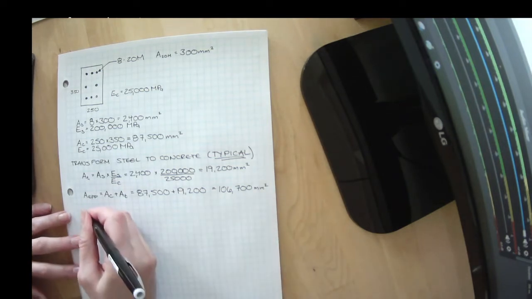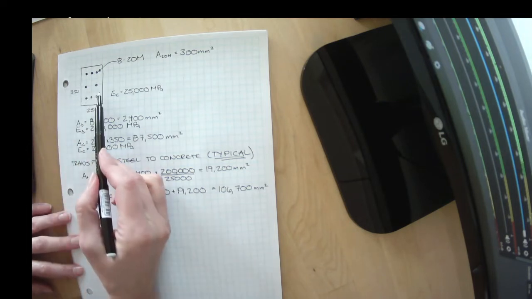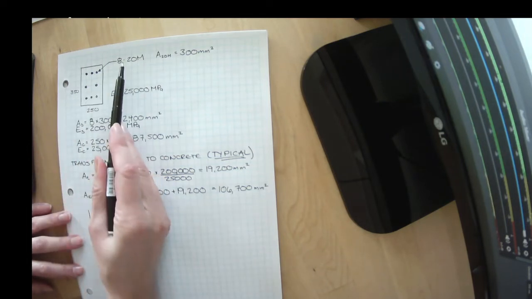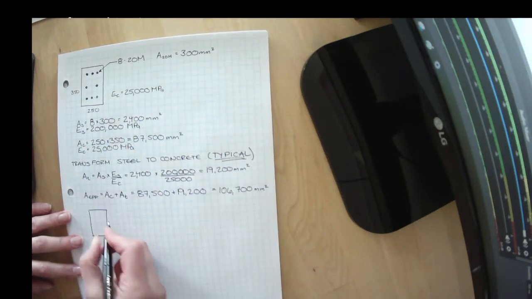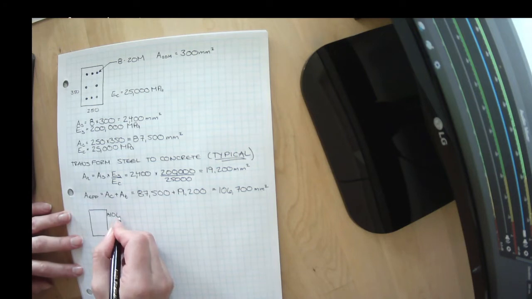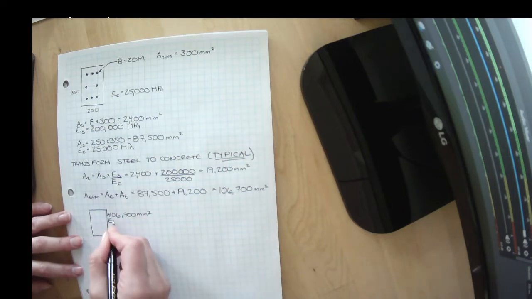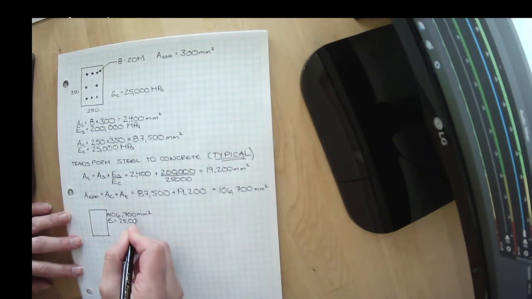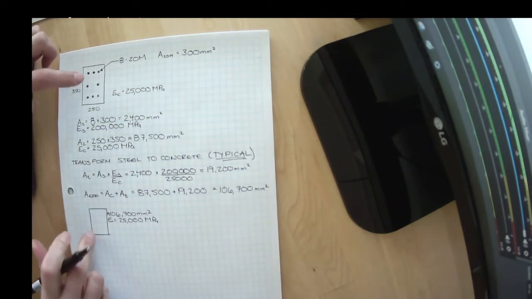So instead of a 250 by 350 concrete column with 820M bars in it, it is the equivalent of a concrete column with an area of 106,700 millimeters squared and an E of 25,000 MPa. So these two things are equal.